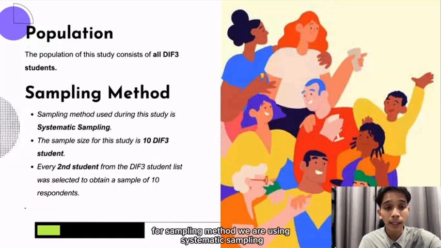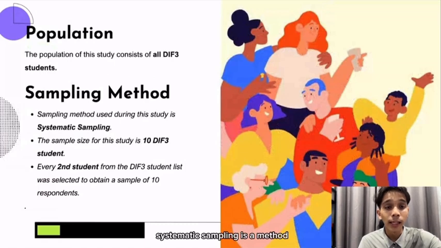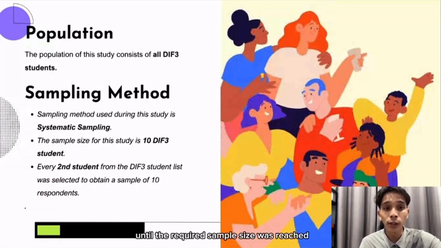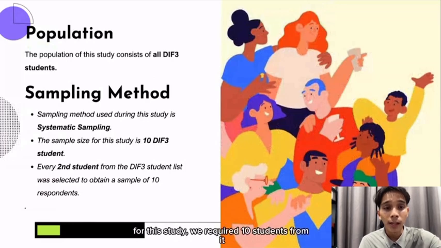For sampling method, we are using systematic sampling. Systematic sampling is a method where respondents are selected at regular intervals from a list. For this study, a list of DIF3 students was prepared, and every second student from the list was chosen until the required sample size was reached. For this study, we require 10 students from it.